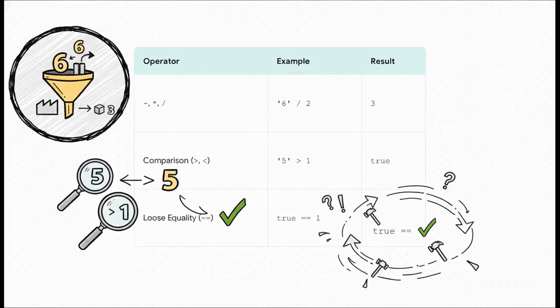Now, for most other operators, we're talking subtraction, multiplication, division, or even comparisons like greater than, JavaScript does the complete opposite. It tries its best to convert everything into a number. And that's why the string 6 divided by 2 actually gives you the correct answer, 3. And for loose equality, true gets converted to the number 1, so true equals 1 ends up being true.